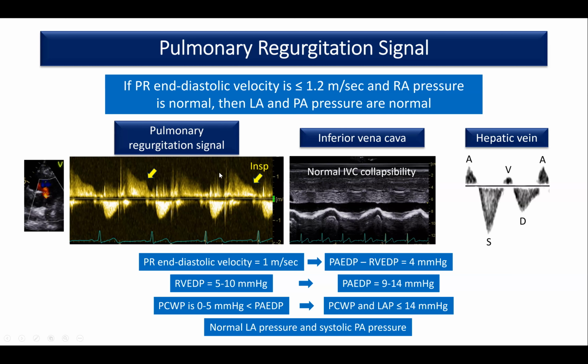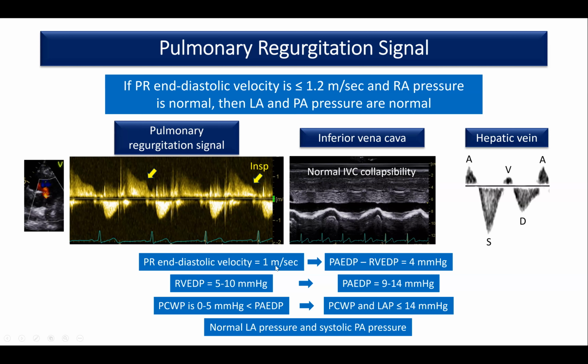Why is that? Why is that? Because let's assume a patient has a PR, like, for example, this patient, where the PR end diastolic velocity is about 1 meter per second. With inspiration, it goes even lower. Whenever I see this, I say, okay, the IVC looks normal. Khalas, I really don't want to look at the guidelines anymore. I know LA pressure and PA pressure are normal. How do I know that? How do I know that?